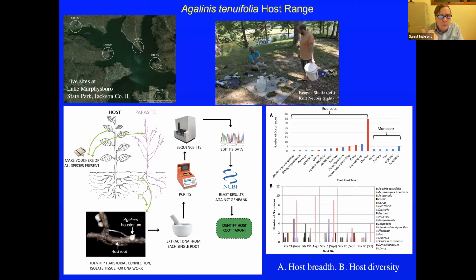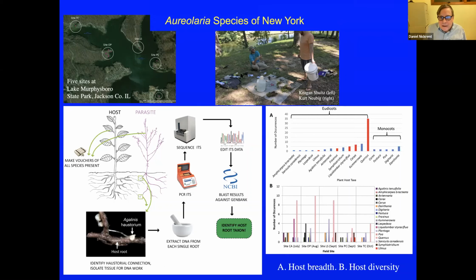So we went to our nearby little Lake Murphysboro, picked five sites where the plant occurred, and we went out and dug up plants. That's what we're doing right here, excavating and bringing them back to the lab, washing them off really well, putting them under a stereo microscope, and then looking for the haustoria. And that's what this picture shows here. The brown is the host root and the white are the haustoria.